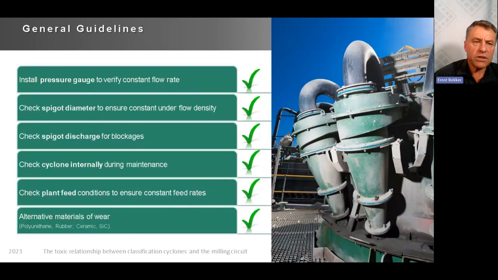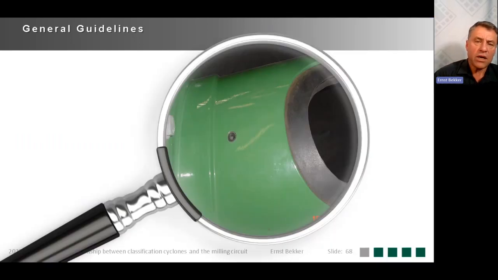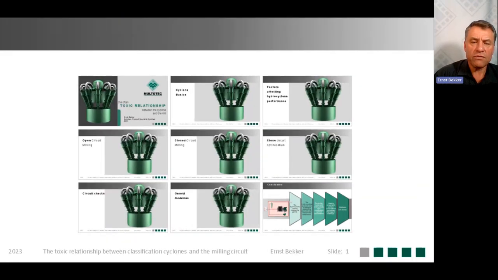So, general guidelines: install a pressure gauge, very important. Check the spigot diameter, check the discharge for blockages. Check the cyclone internally. Don't assume the cyclone will run forever. It does wear, and once it starts wearing, it can misplace material. Check the feed conditions, and look at the option of alternative wear materials. That is always something that can be to the benefit of our clients. On the Multotec hydrocyclones, there are weep-holes as well. The purpose of that unit is to indicate when the liner is starting to wear, to take preventative action and replace the liners. Just some useful information.